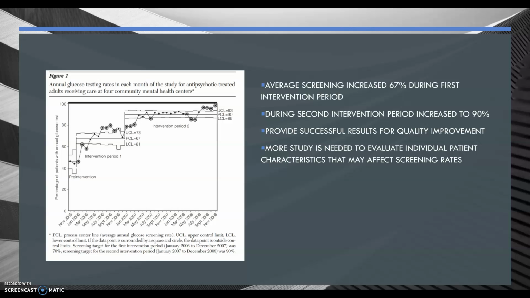They did say that more study is needed to evaluate individual patient characteristics that may affect screening rates. That includes the self-efficacy of the patients and their willingness to improve their glucose scores, if they truly feel that this is necessary for them to be working on.